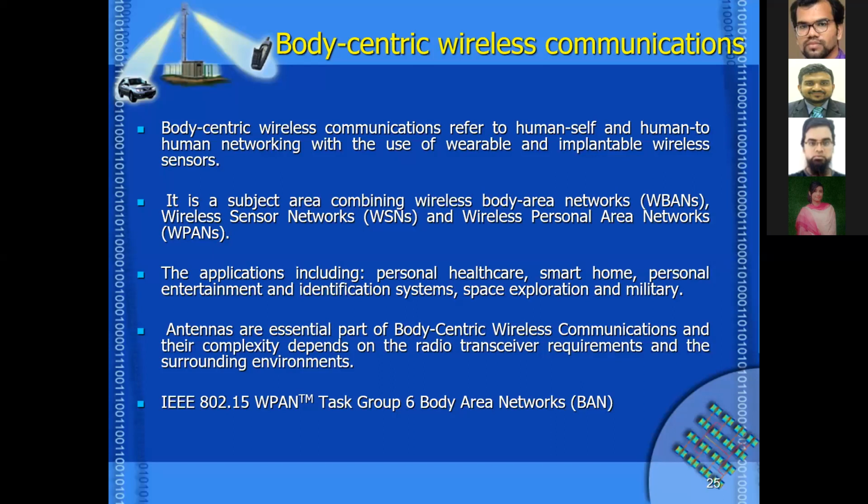In body-centric communication, antennas are an essential part, and the complexity depends on the radio transceiver, which requires consideration of the surrounding environment. Hence, the antenna becomes a very crucial part in developing body-centric wireless communication. We need to follow IEEE 802.15 for the body area network, and our power also needs to be very low.